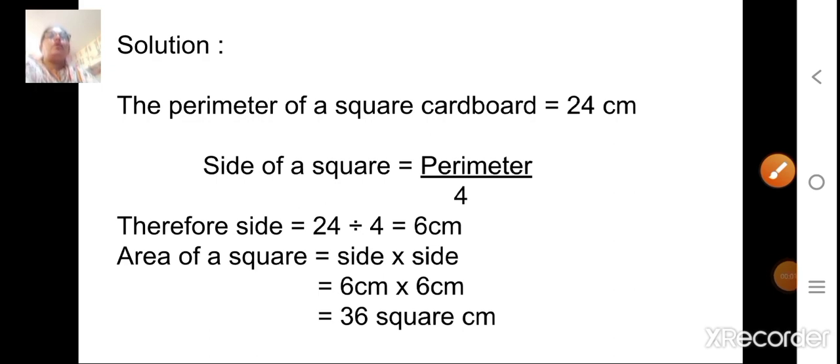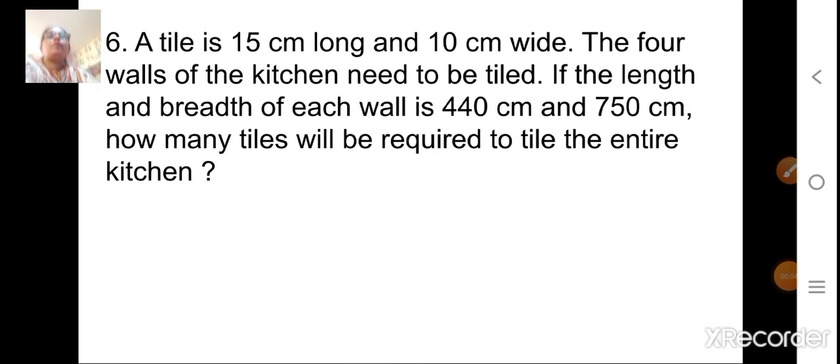Okay, let us move on to the next sum, that is the sixth one. A tile is 15 centimeter long and 10 centimeter wide. The 4 walls of the kitchen need to be tiled. If the length and breadth of each wall is 440 centimeter and 750 centimeter, how many tiles will be required to tile the entire kitchen? Now students, to find out the number of tiles required to tile the entire kitchen, first we need to find the tiles required for one wall, and then we can find for the entire kitchen.